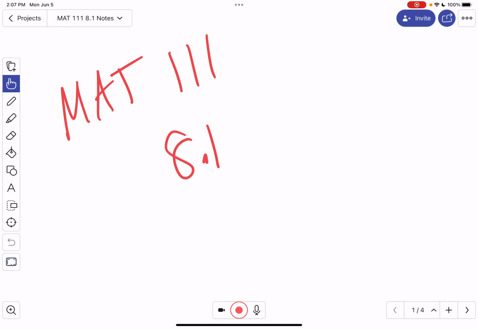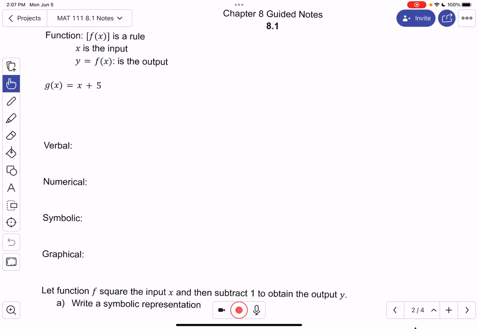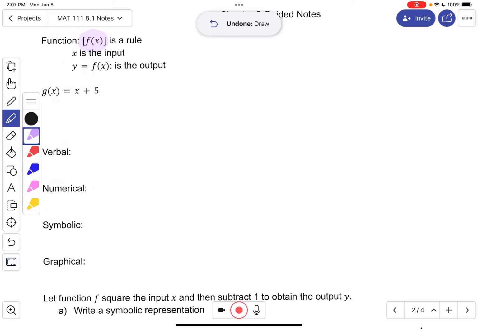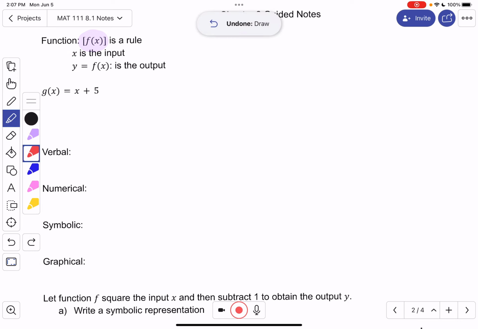Okay, this video is for section 8.1, where we're going to start talking about functions. So every function is a rule. It's just a rule that's happening. We're often going to see it written as f of x, which is called function notation. It's saying the function f in regards to x, where x is the input, and then y, or f of x, is the output. So if you put in an x, you get y.